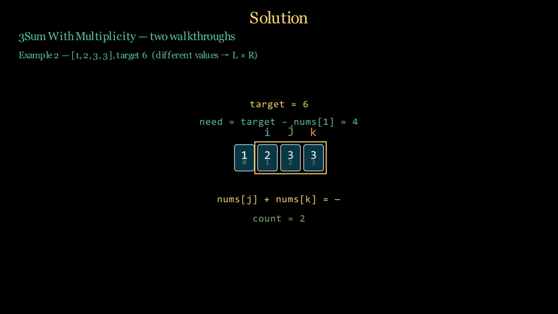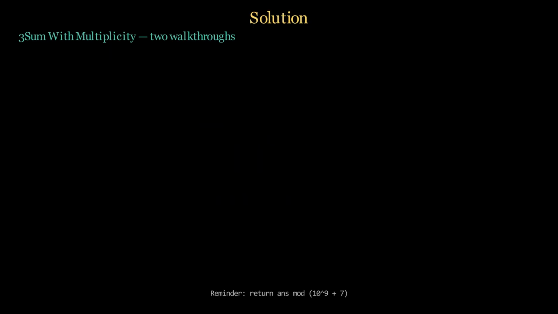Next i is 1, need 4 for the pair, count so far 2. Pair sum is 6, above 4, triplet sum is 8. Move k left to decrease the pair sum. Inner 2-pointer pass ends for this i. Example 1 ends with count 3. Example 2 ends with 2. Remember, the problem asks for the answer modulo 10 to the 9 plus 7.